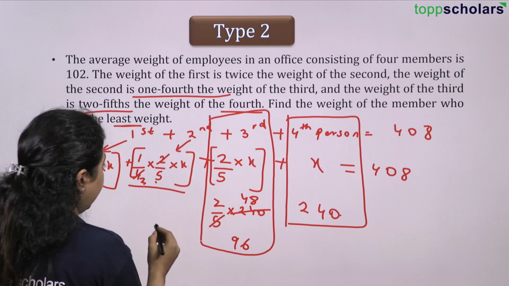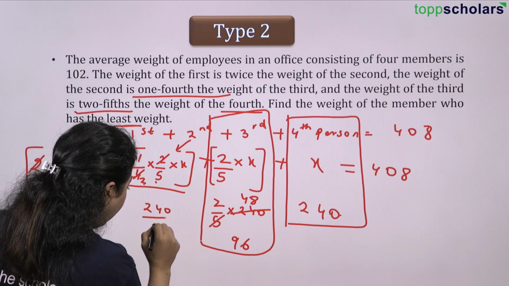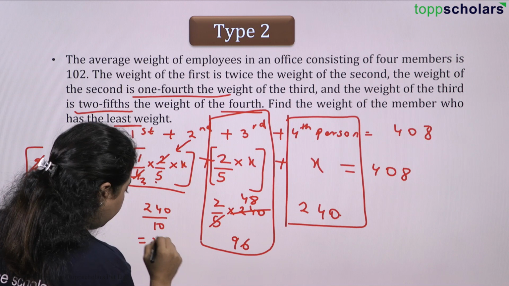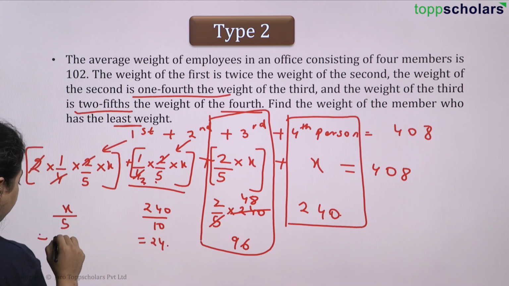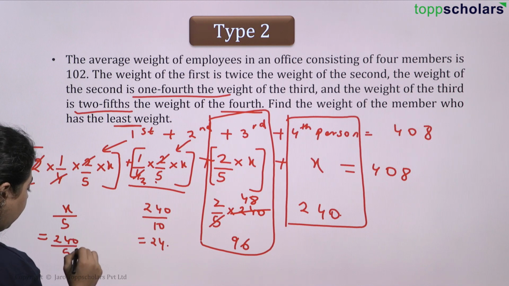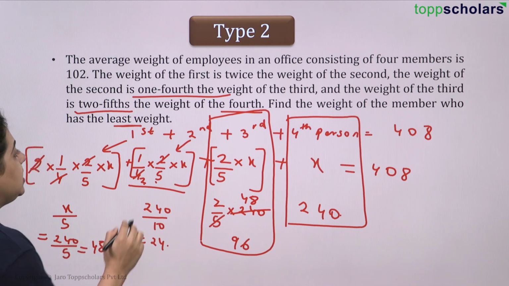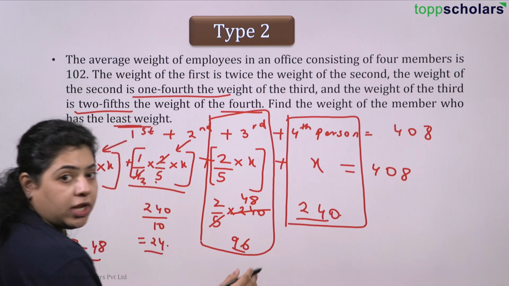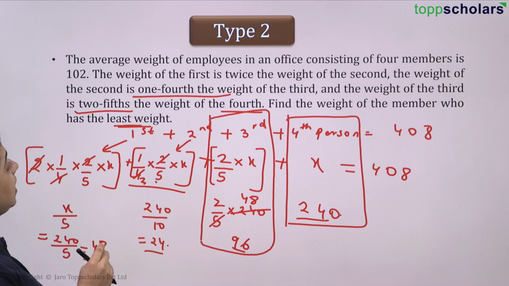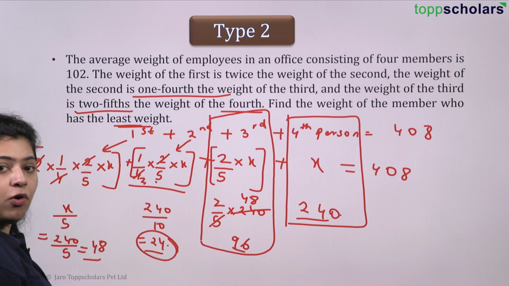Okay, weight of the second person is x by 10. X is 240. So 240 divided by 10 means the weight of the second person is 24. And the weight of the first person is x by 5, means 240 by 5, which is 48. The question is asking least weight: 48, 24, 96 and 240. Out of all we understand the least weight is that of the second person, which is 24 kgs.